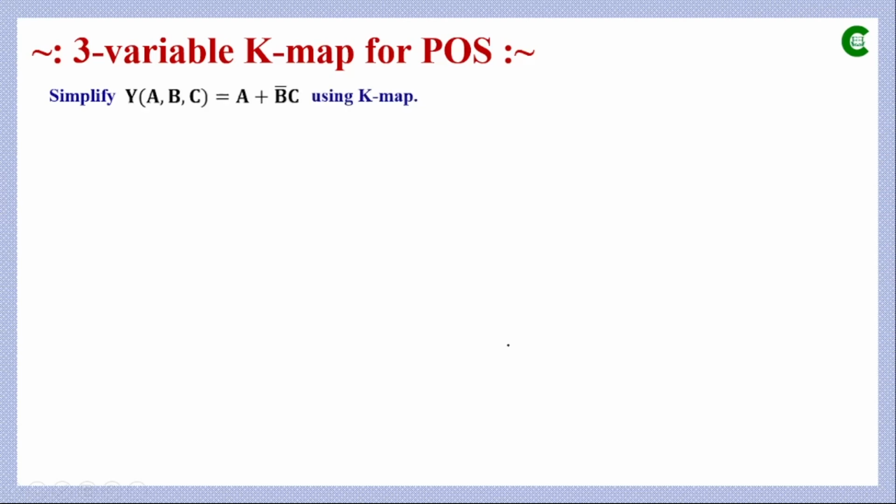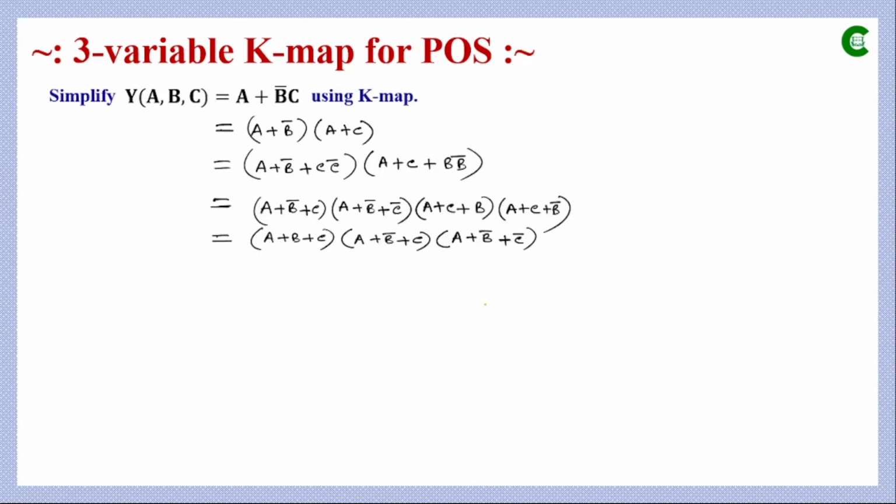Now we will move on to the next problem. What we can see here is a function which is defined by 3 variables and by 2 terms. This is a non-canonical POS format. So first we have to transform it to its equivalent canonical form. So this is the equivalent canonical form. The concept we have already learned in our last class.